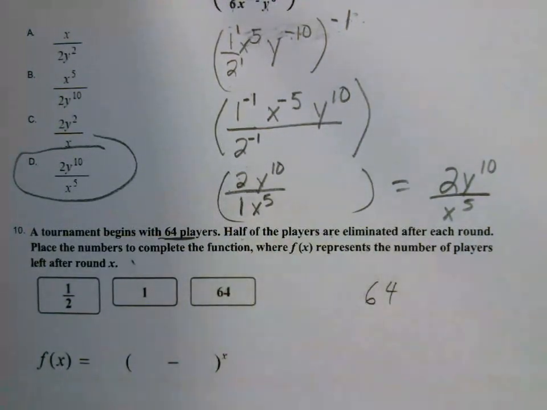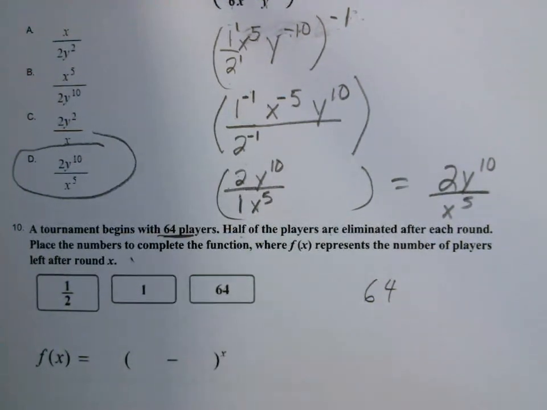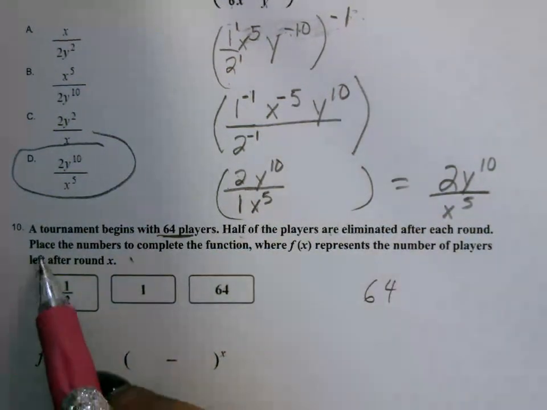Half of the players are eliminated. So half are eliminated. This is exponential decay. Half are eliminated. So 50% of them we know are eliminated, right? Each round, after each round.